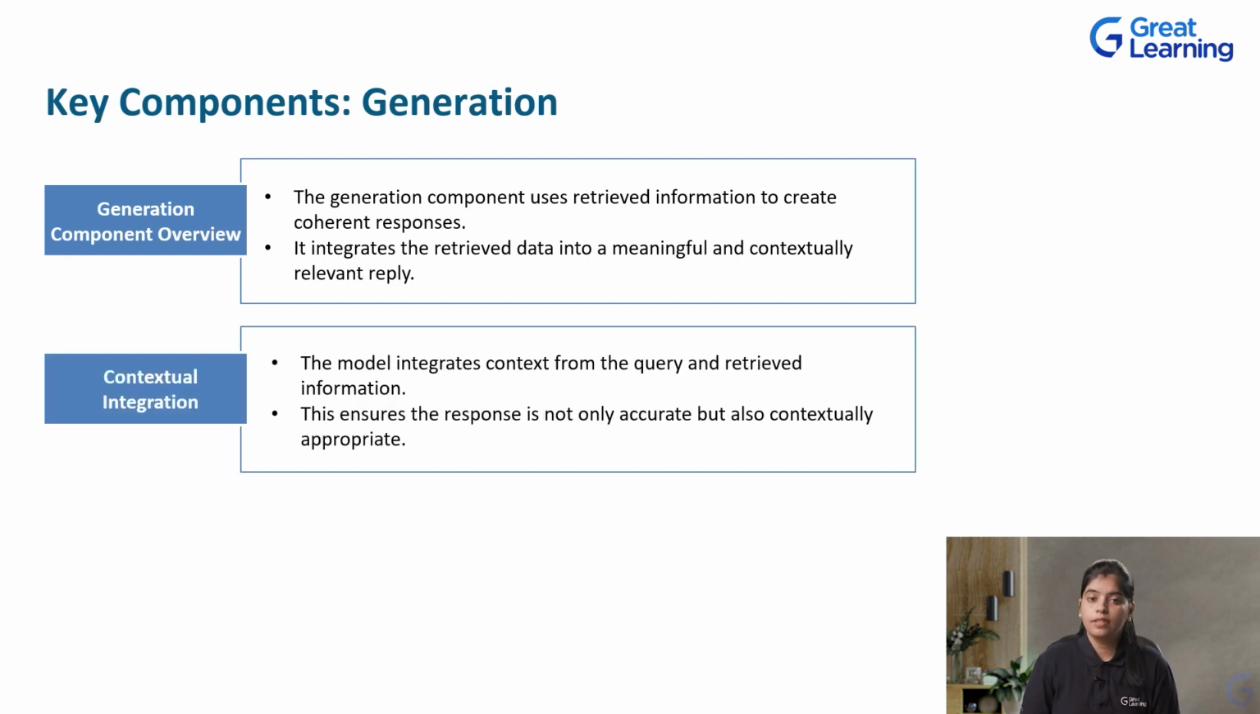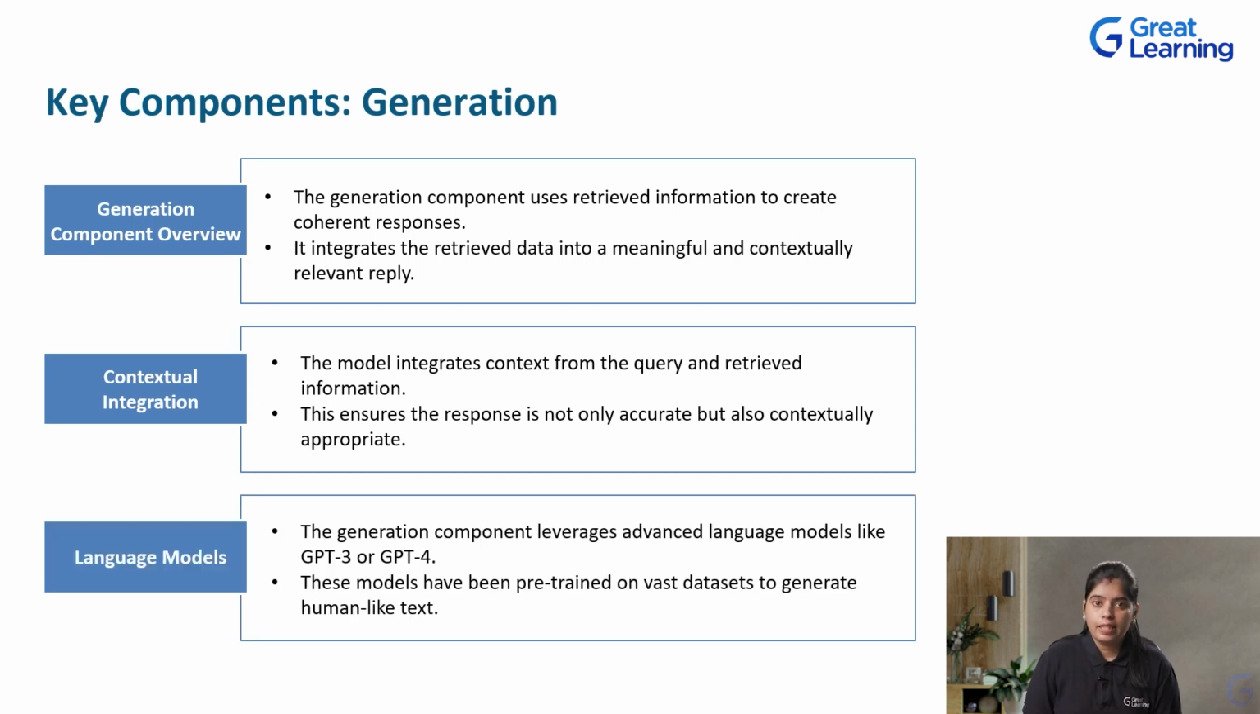After that, you can see here is contextual integration. The model integrates context from the query and retrieved information. This ensures the response is not only accurate but also very appropriate as per the user query. Then next comes the language model. The generation component uses various advanced language models like GPT-3, GPT-4. These models have already been pre-trained on vast data to generate human-like text.